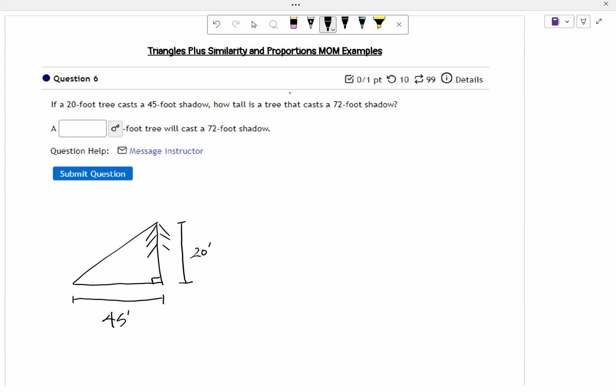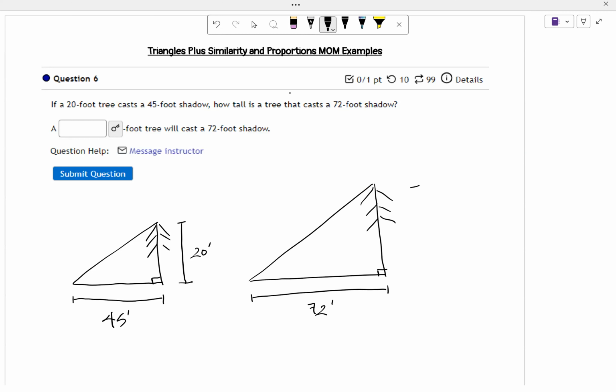Now, if we imagine that there's another tree that casts a longer shadow, again, the shadow's on the ground, that's 72 feet for this shadow, and we want to know how tall this tree is, okay? I'm just going to call this X. I could also use H for the height of the tree. The particular letter doesn't really matter, it's just something that I'm looking for.